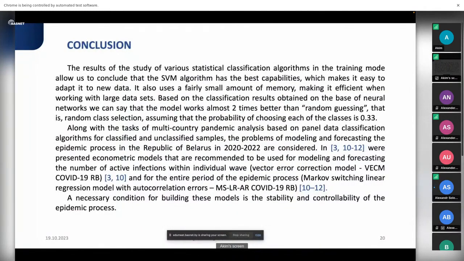In conclusion, we can say that in this research we managed to build models, both in classical machine learning algorithms and neural networks, that can be used to predict the pandemic in future periods by collecting data, processing data, making such features as was presented by Akim, and making classifications using our models, which can help the government to control the level of the pandemic in the country.